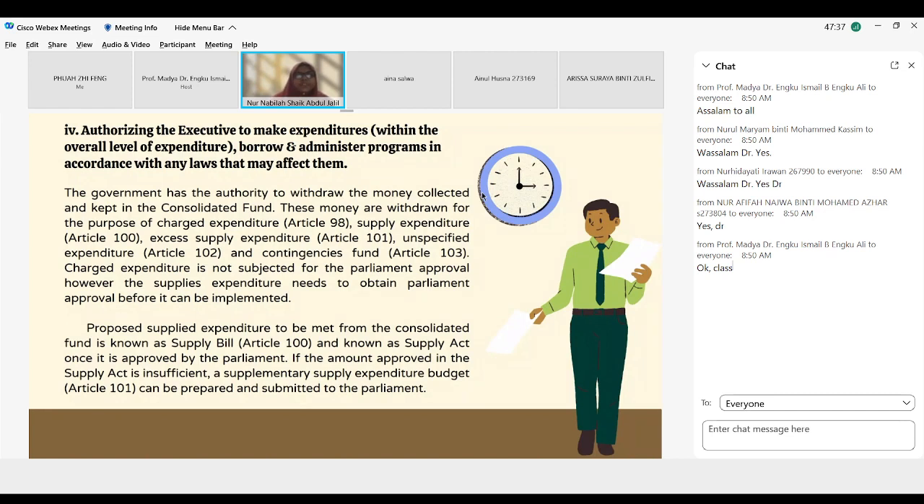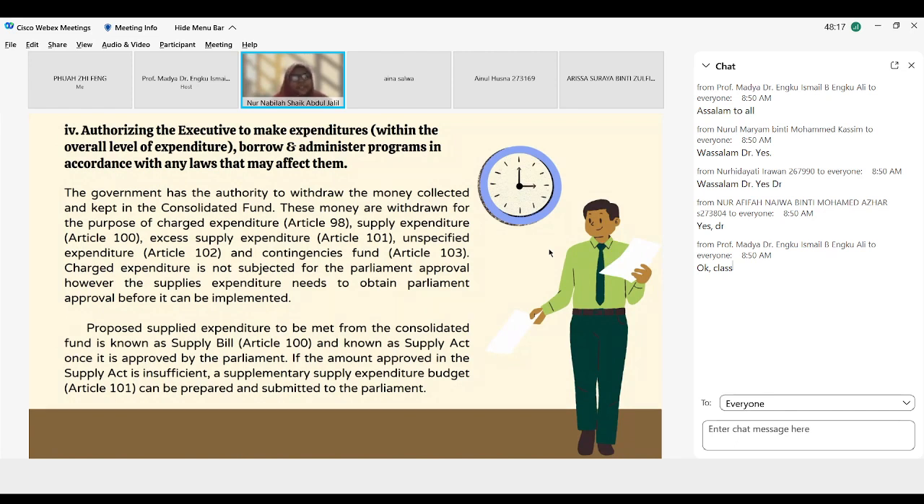And then the proposed supply expenditure which comes from the consolidated fund is known as the supply bill, and it will become the supply act once it is approved by the Parliament. If the amount approved by the Parliament is insufficient, a supplementary supply expenditure budget can be prepared and submitted to the Parliament. The Parliament also has the authority to allow unspecified expenditure that occurs because of unusual urgency.